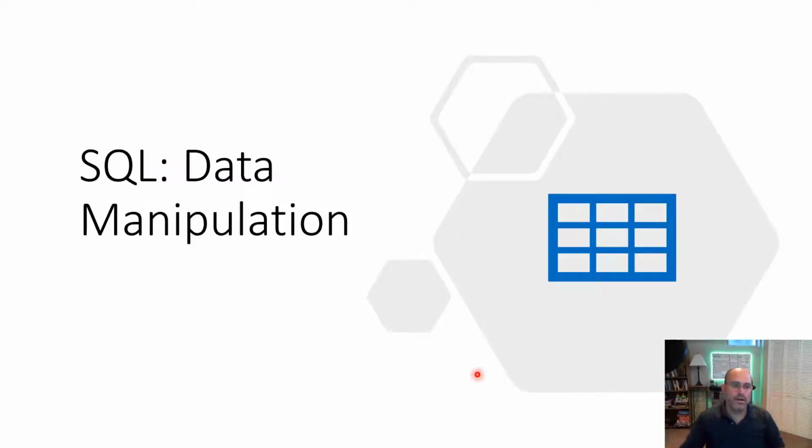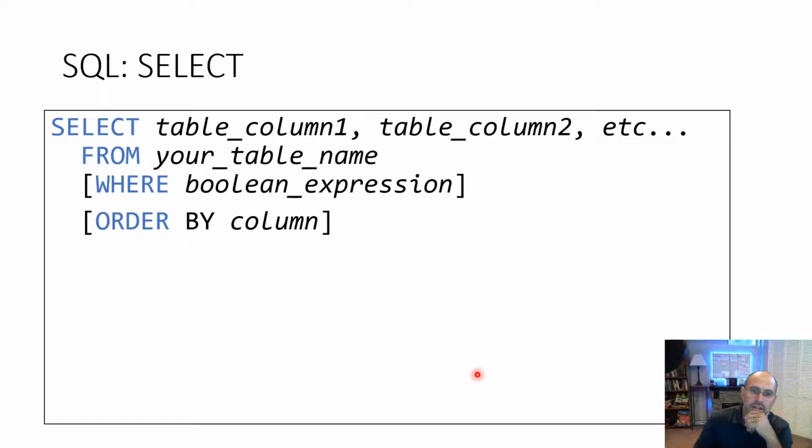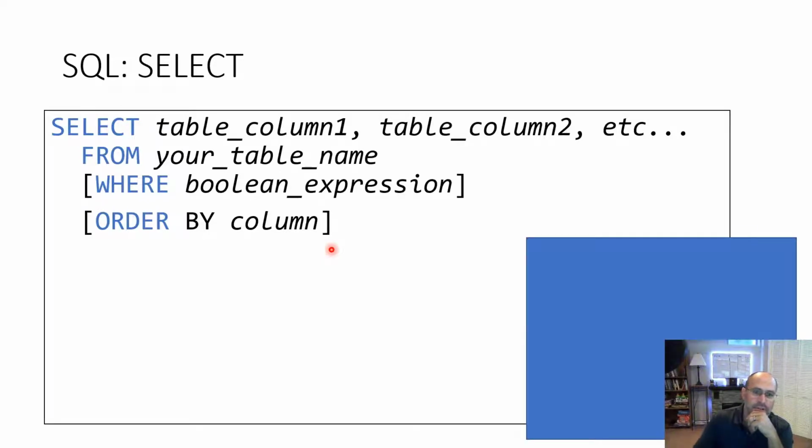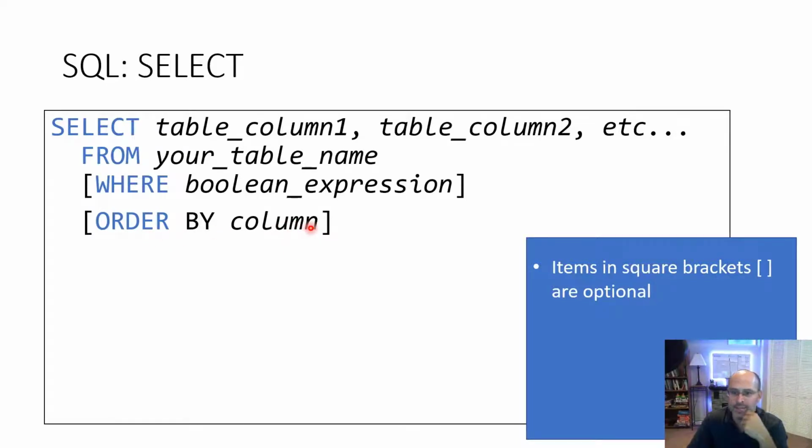All right, moving right along, let's deal with data manipulation in SQL. So this is the select statement. This reads data from the table. The brackets, by the way, which are new, mean that this part of the statement is optional. So if you include where, you must include a Boolean expression. Then order by is also optional, and you can include that if you want, but if you do, you must include a column or a set of columns that you want to order by.